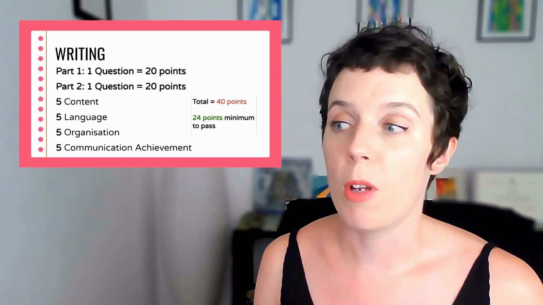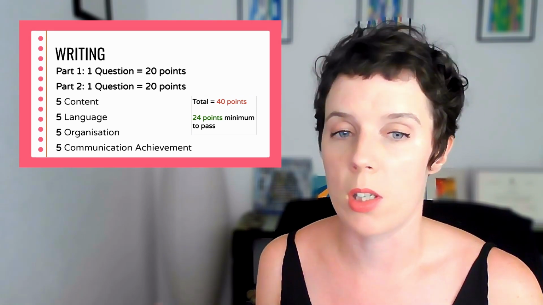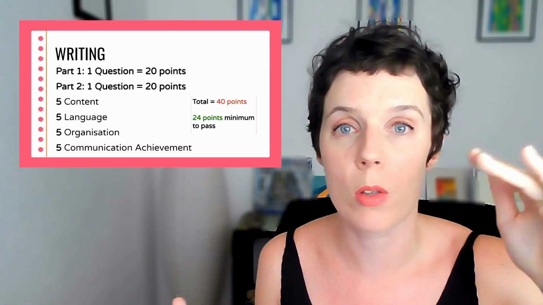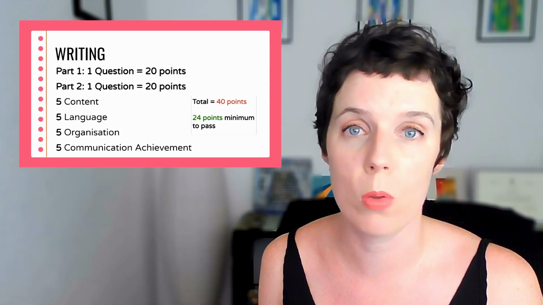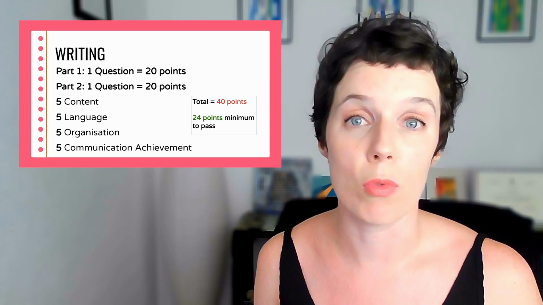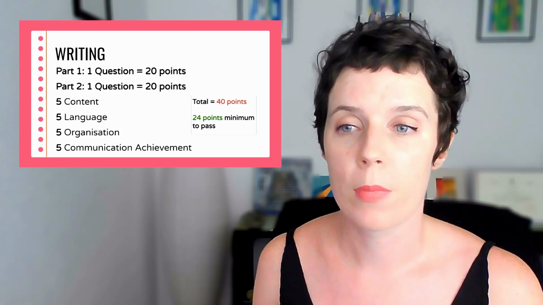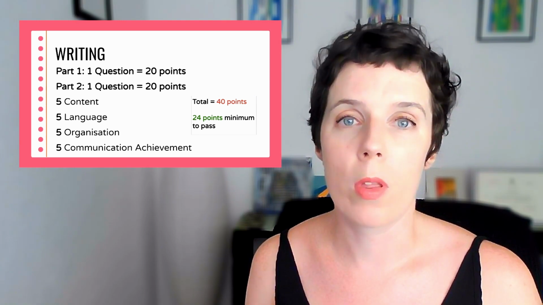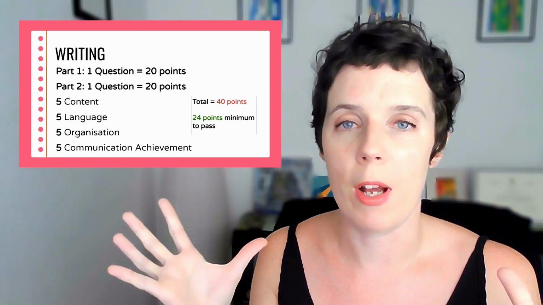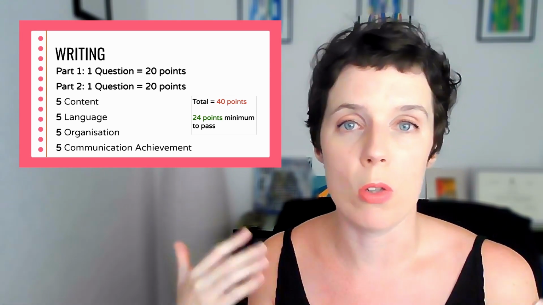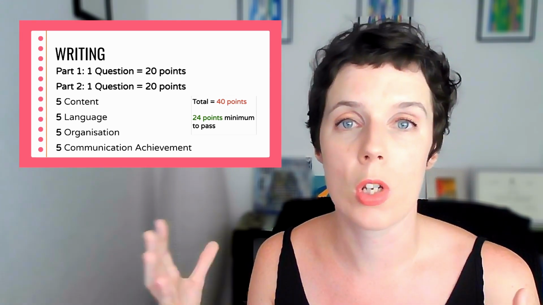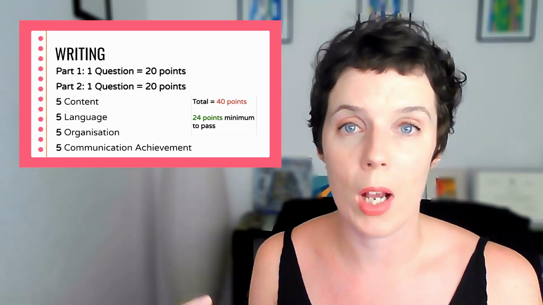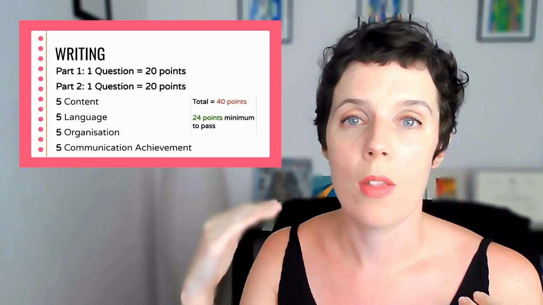Okay. If you're not sure what this marking criteria is, so your content is just, have you answered the question? Have you hit all of the points that the question asked you to? If you have and everything is relevant, you will get a 5. Language is your vocabulary and your grammar together, both the range of vocabulary and grammar and the accuracy. So you need to be using a lot of different grammar structures, a lot of different synonyms, paraphrases, and you need to use them correctly without making mistakes. That will get you a 5.